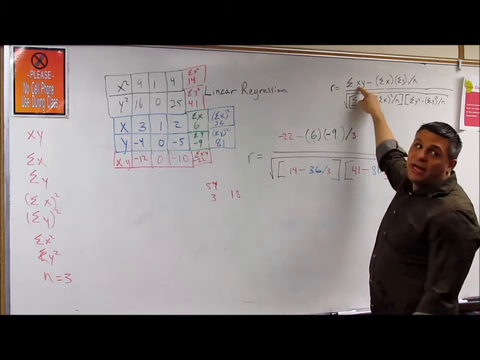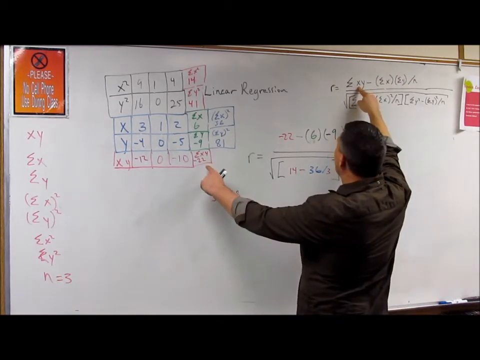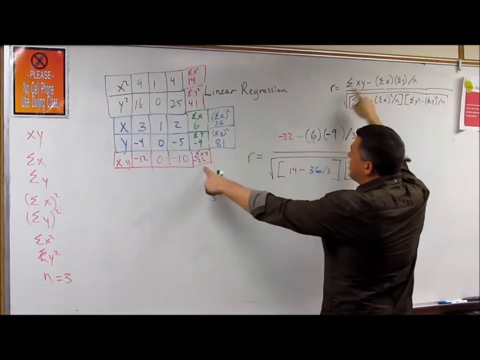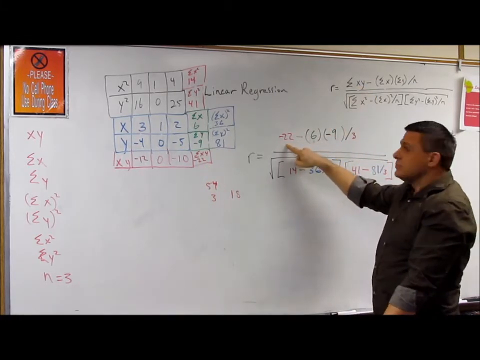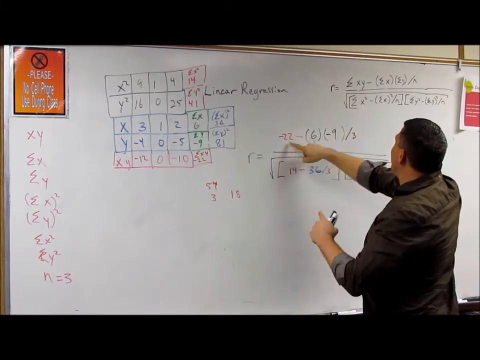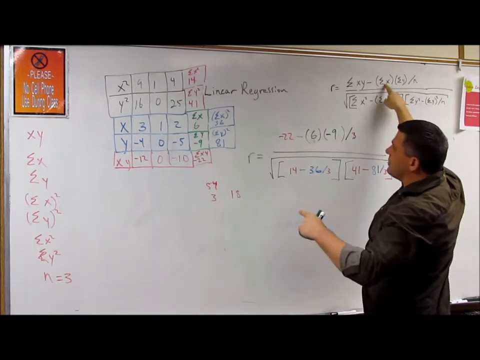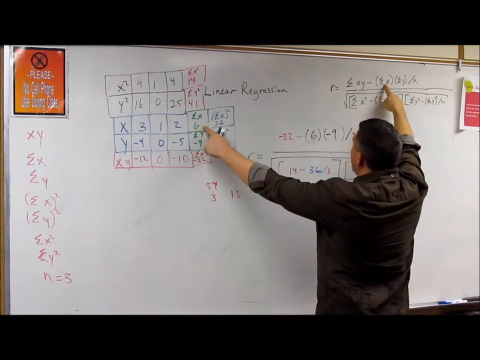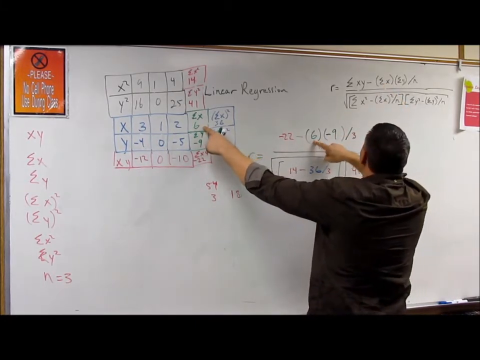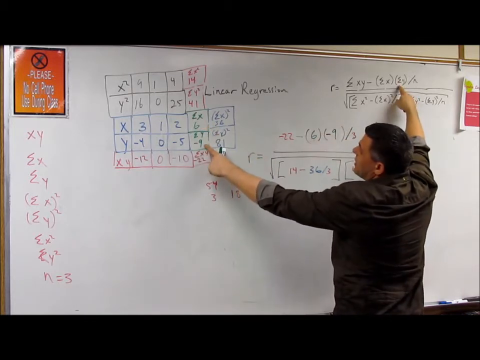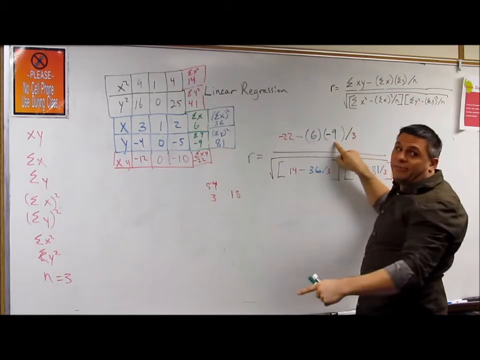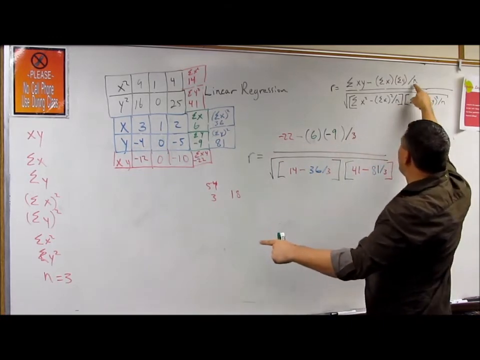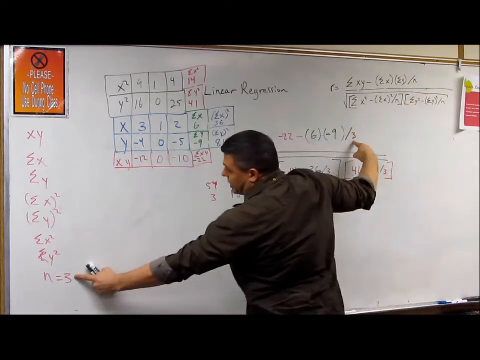X times Y, it's just X times Y. And this is the sum of X times Y, so I'm plugging in negative 22. Okay? And then I've got the sum of the x's, and I'm plugging that in as 6. Then the sum of the y's is negative 9, so I'm plugging in negative 9. And then I have it over n, and n is 3.